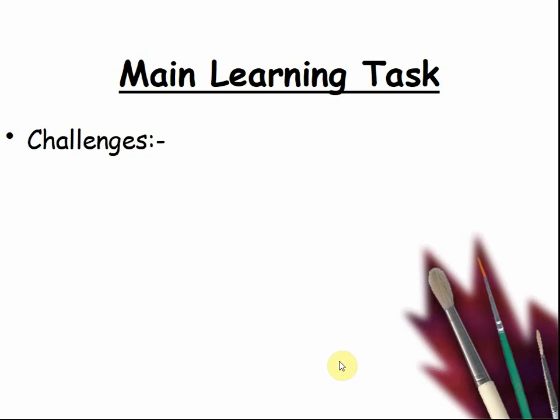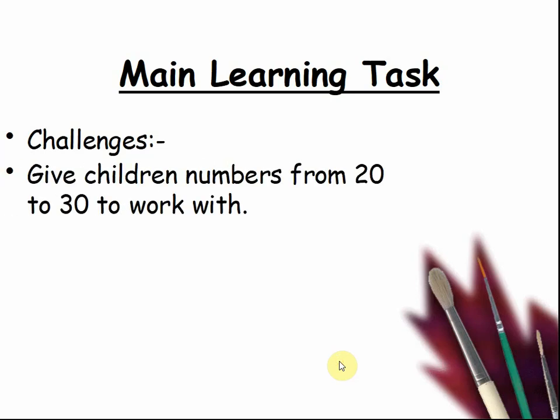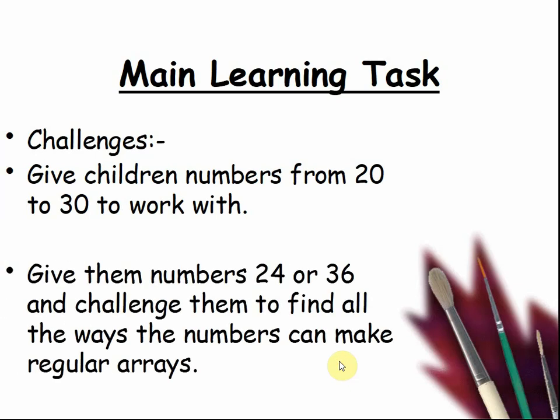Challenges to make it harder for you. Give children numbers from 20 to 32 to work with. Give them numbers 24 or 36 and challenge them to find all the ways that numbers can make regular arrays. If you want, you could also help them by showing them some times tables.